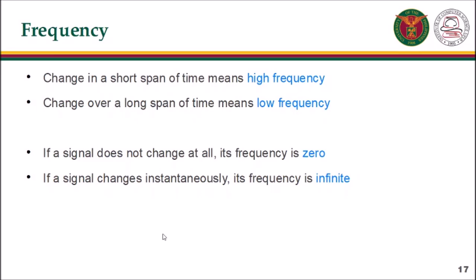Change in a short span of time means high frequency. Change over a long span of time means low frequency. If a signal does not change at all, its frequency is 0. If a signal changes instantaneously, its frequency is infinite.